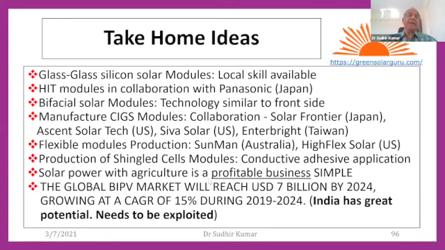Then solar power with agriculture is a highly profitable business. You can have a solar pump there for water pumping, and at the top you produce power, and below that you have the agriculture. What else do you need? But this is still not popular, I don't know why. Many people can start solar power with agriculture.